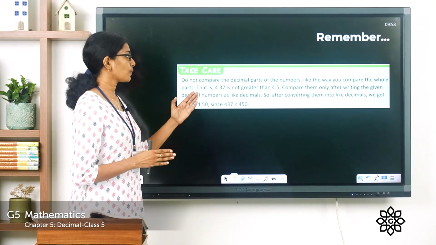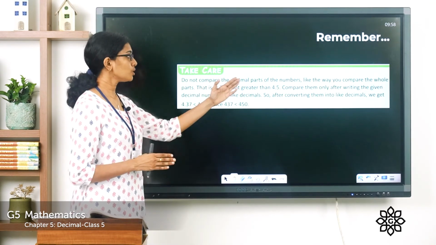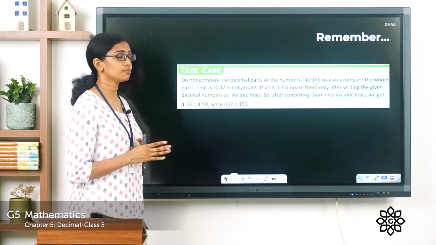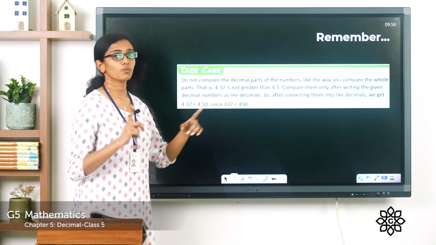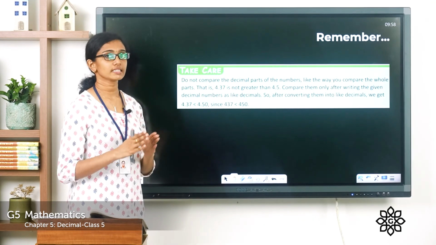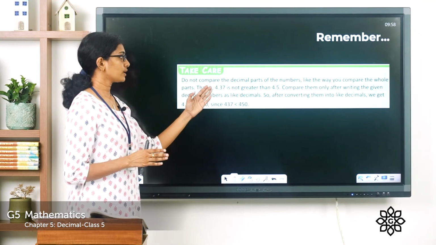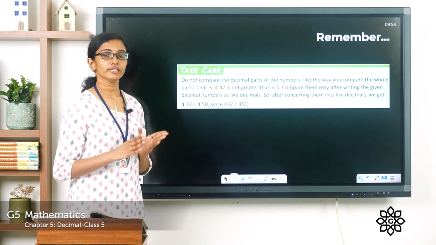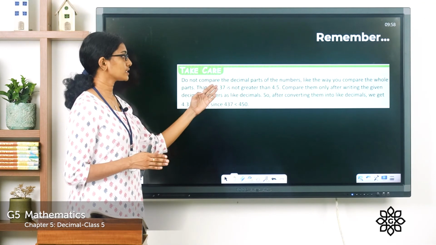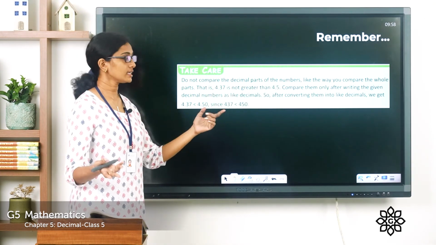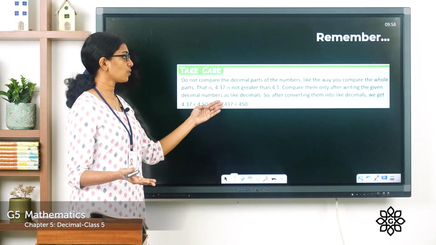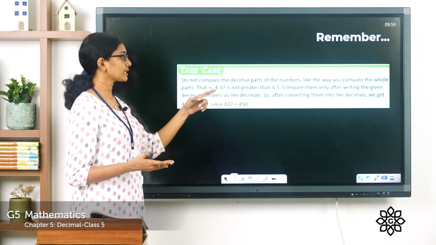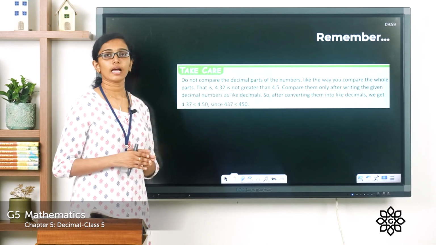If you are comparing 4.37 and 4.5, the whole part is the same, 4 in both the cases. But the number of digits after the decimal point is 2 in the first number and 1 in the second number. So first change them to like decimals. So 4.37 and 4.50. Then remove the decimal point and then you can compare. So it would be 437 and 450, which is less? 437. So it would be 437 less than 450, or the decimal numbers 4.37 is less than 4.5. Clear?